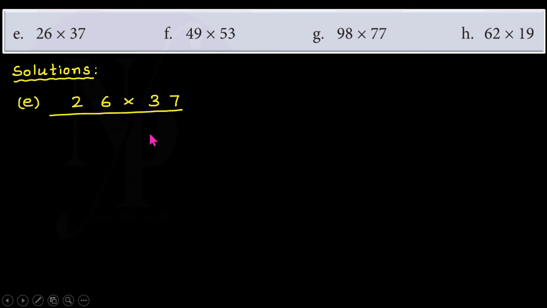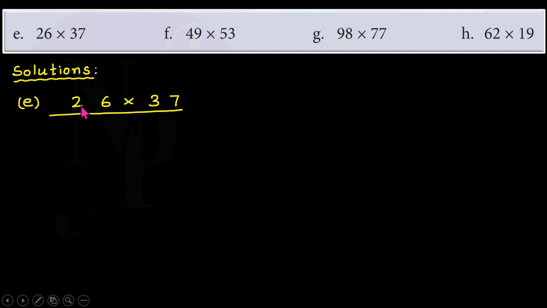E. We have 26 into 37. Let us rewrite this question just below here and we will solve. Here I have written the given question E, that is 26 into 37. Multiplication can be done by writing the given numbers in a single line also. I will show you how this will be done.